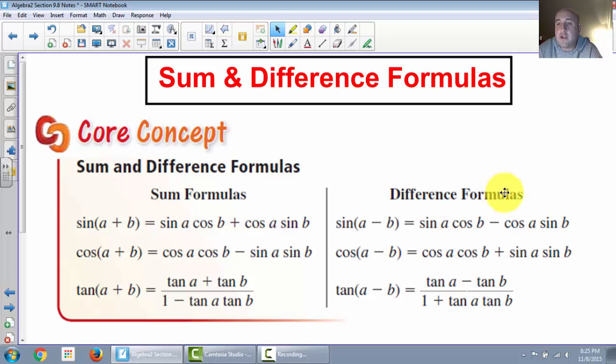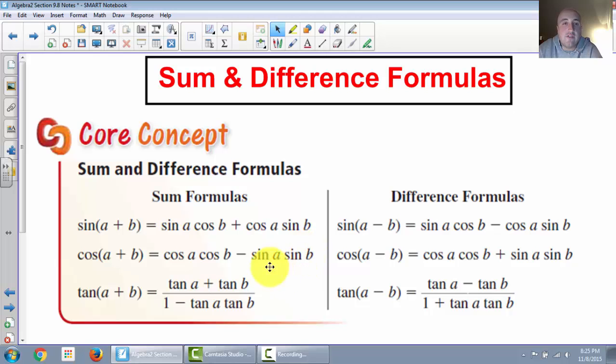And on the right, sorry, we have our difference formulas, which are sine of a minus b, cosine of a minus b, and tangent of a minus b, and then what each is equal to on the right. So we're going to refer back to this chart, but just know that I will always give you these. I'm not going to make you memorize these formulas.